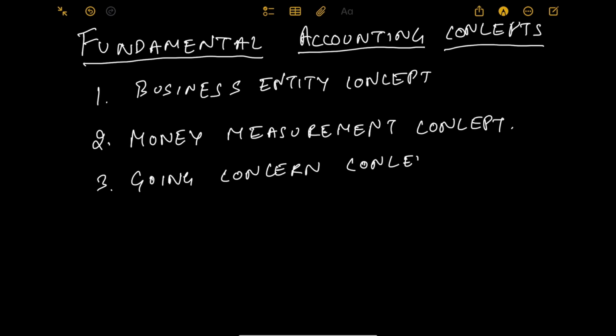Going concern concept. Now, what this concept of accounting says is, it assumes that the business will continue to operate indefinitely unless there is evidence to the contrary. So regardless of any unforeseen event, it could be a death of a business partner or someone who belongs to the business, regardless of these unforeseen events, this concept ensures that there is consistency of accounting without getting impacted by any unforeseen events.